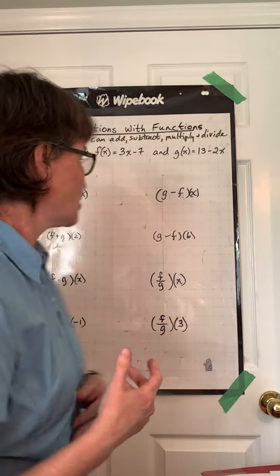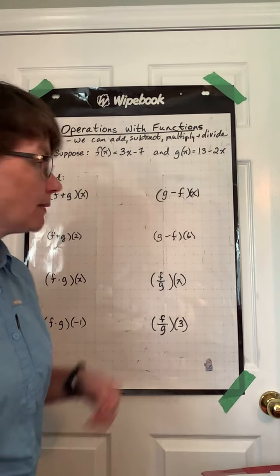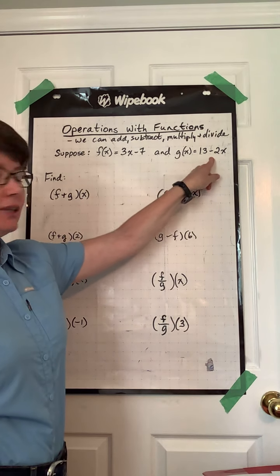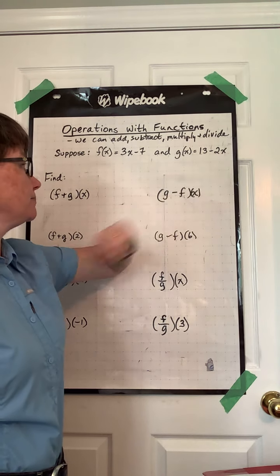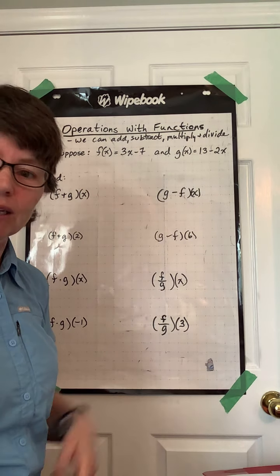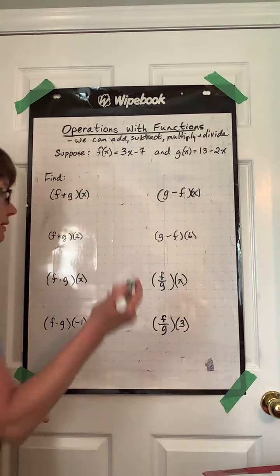I'm going to show you some examples using f of x is 3x minus 7 and g of x is 13 subtract 2x. So we have to find f plus g of x. What does this actually mean? It means we're going to do f of x plus g of x.